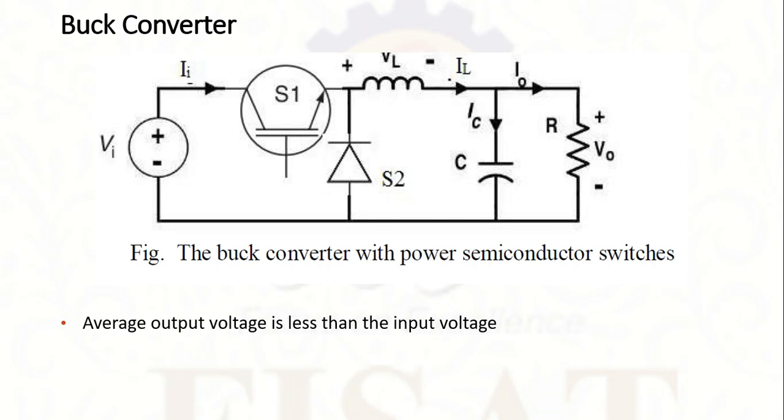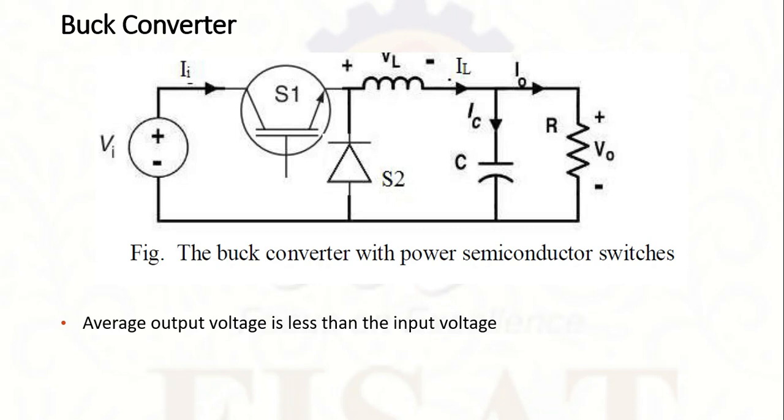So buck converter or step down converter, as its name says, it steps down the DC voltage. That is, the output DC voltage will always be lesser than the input DC voltage.